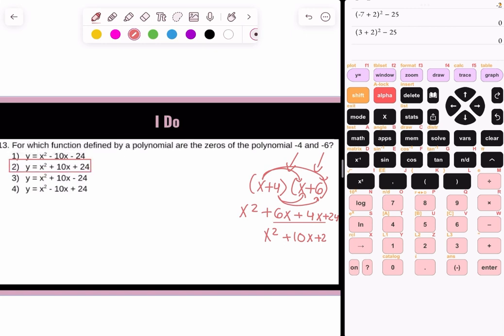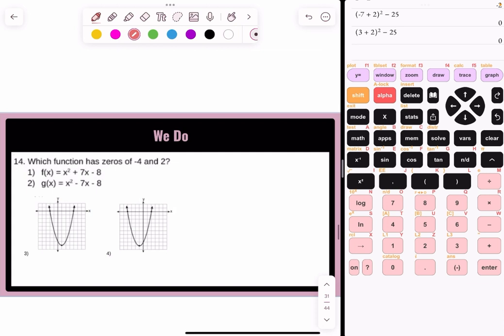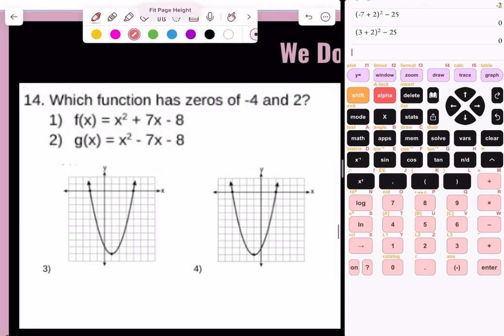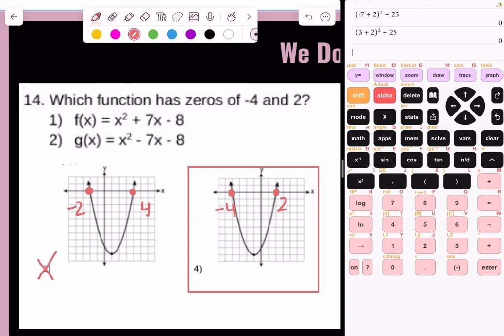All right, let's look at this we do problem. Which function has zeros at -4 and 2? I'm going to look at the graphs right away because it would be easier if I could use one of the graphs. This is a -2, and this is a +4, so that's not going to be my answer. Let's look at this one. This is a -4, and this is a +2. So, hey, without even having to look at those equations, I was able to find my answer.